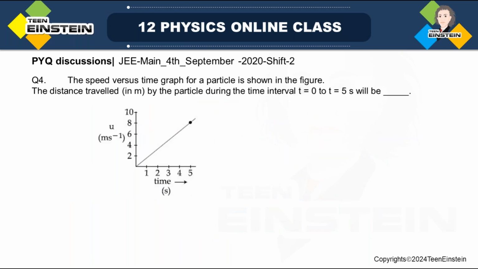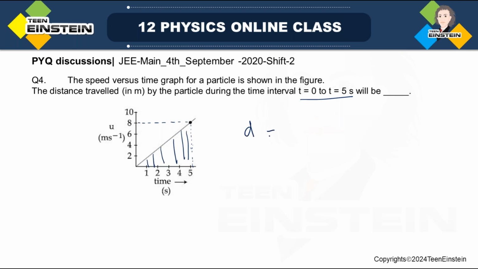Okay, we'll go to the next problem. This problem says the speed versus time graph for a particle is shown in the figure. Find the distance traveled by the particle during the time interval 0 to 5 seconds. See, distance is actually the area under the speed versus time curve. So this is actually 8. You have to get the area of this part. Okay, so the area of this part is the distance.